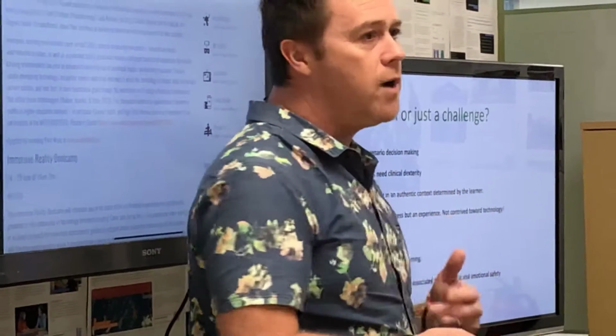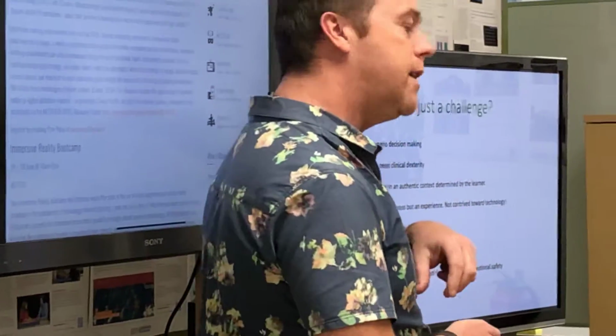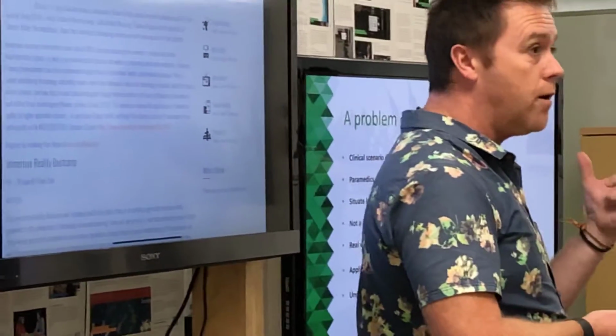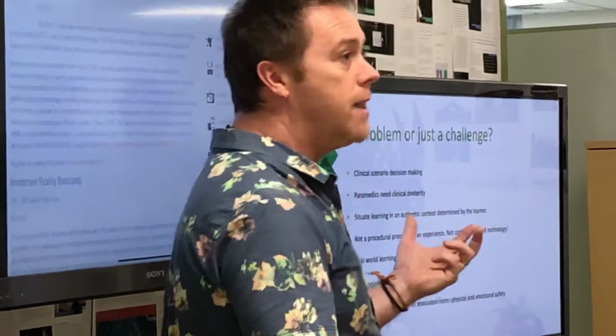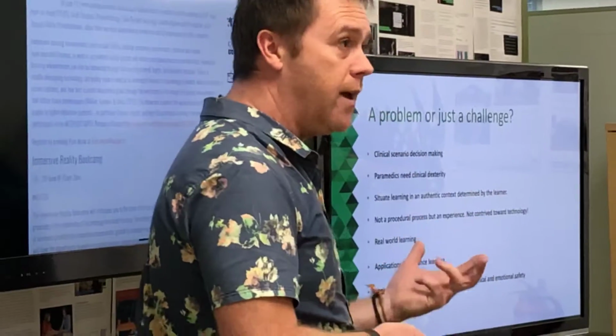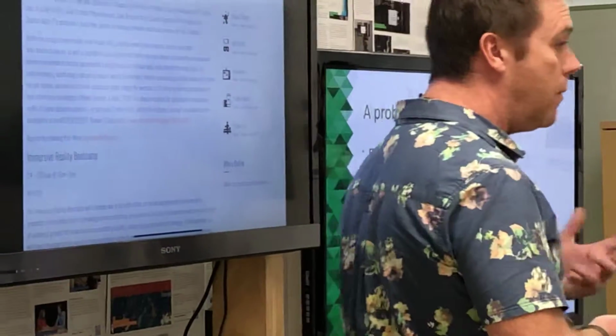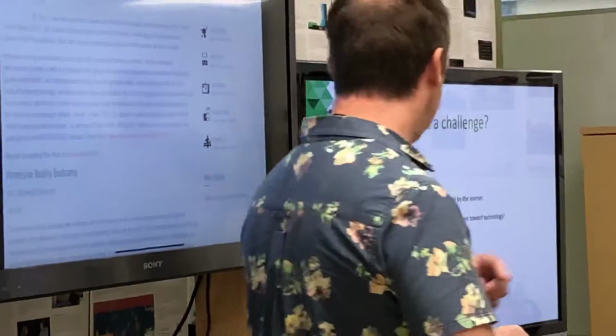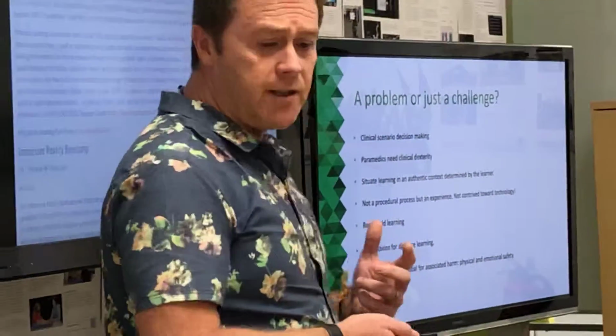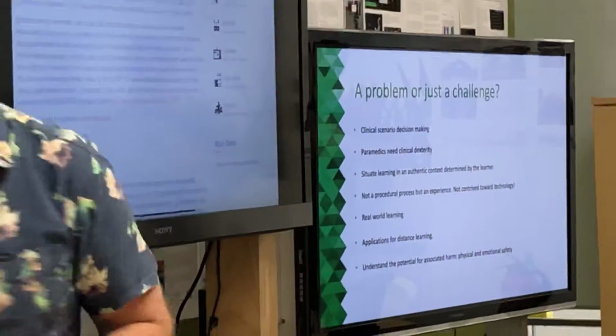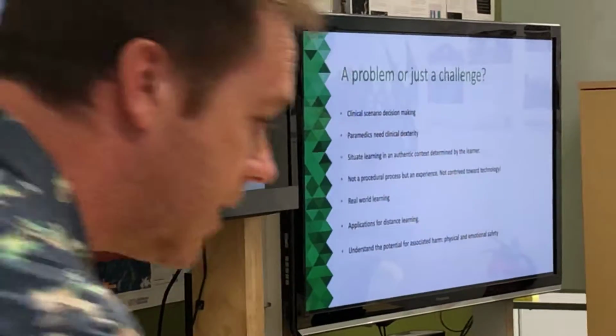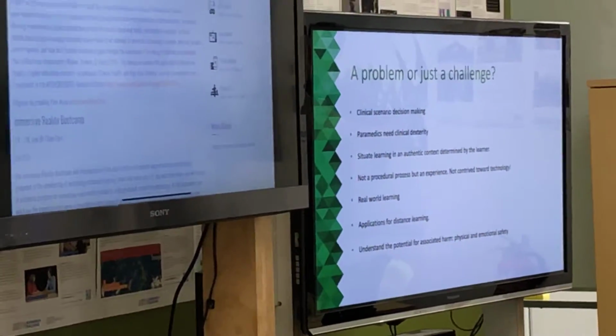We wanted real world learning so that when they do go out into the real world and work on a real ambulance, they're prepared. They're ready to treat people in different environments. Applications for distance learning. We moved towards one of our ideas being around virtual reality.